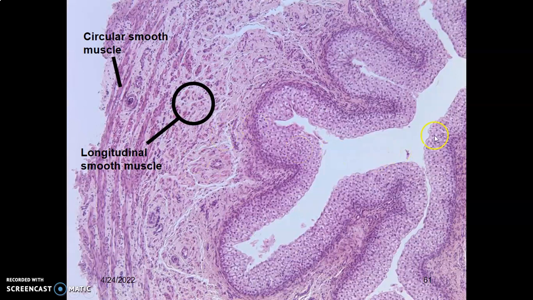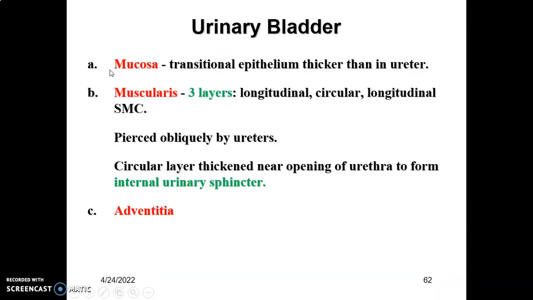So again, stellate-shaped lumen, dome-shaped surface cells, polygonal intermediate cells, basal cuboidal cells. So mucosa has transitional epithelium and lamina propria, followed by inner longitudinal and outer circular smooth muscles before you get to adventitia. So those are the features of the ureter. Then we go to the urinary bladder. It also has mucosa, muscularis, and adventitia.